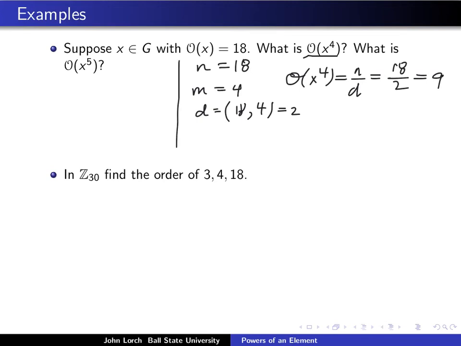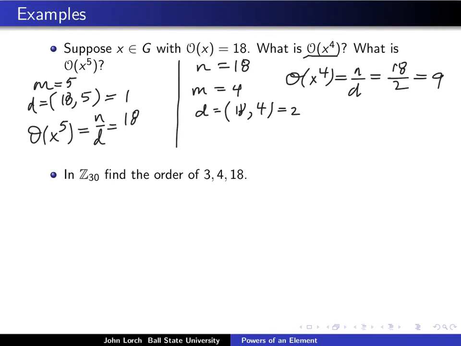Now, order of x to the fifth is nearly the same thing. In this case, again, n is 18, but now our exponent is 5. And d is going to be the greatest common divisor of 18 and 5. And that's 1. And so the order of x to the fifth is n over d, which is 18 over 1, and that's just 18. Okay, so that's the order of x to the fourth and the order of x to the fifth.